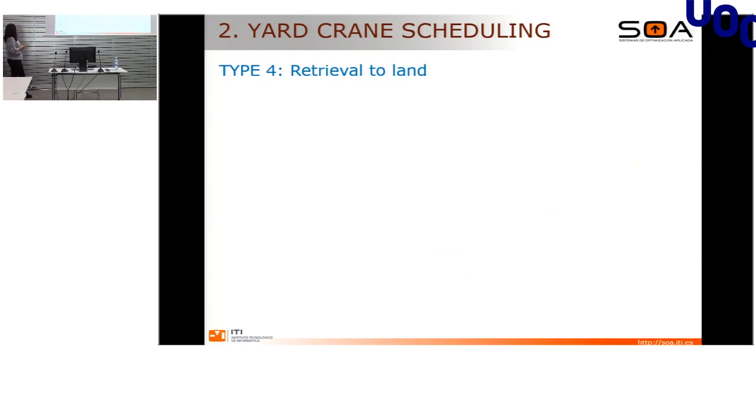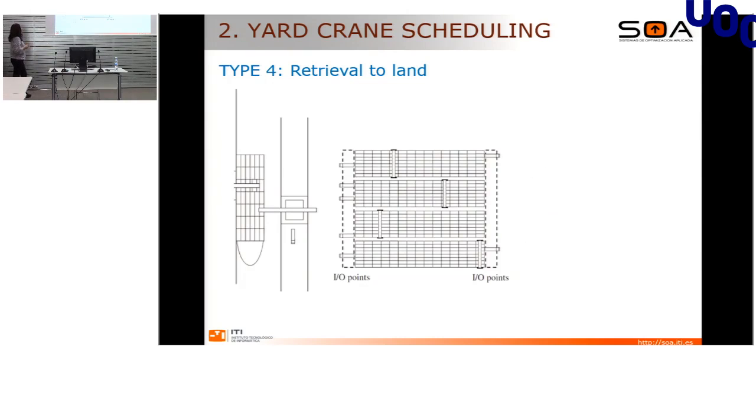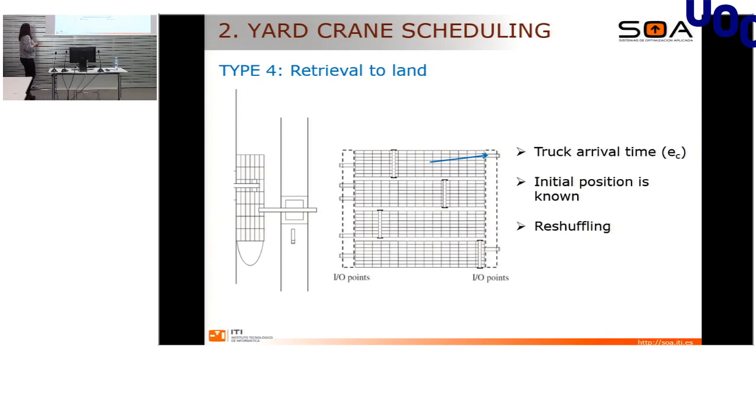And type 4 is very similar, but on the other side, to land. In this case, the crane is going to pick up the container inside the yard and is moving to the truck. In this case, we have a truck arrival time, because if the truck is not here, you can't extract the container. The initial position is also known. The crane knows where it has to go to pick up the container. We also have a possible reshuffling, and like all the movements, we have to assign an input-output.